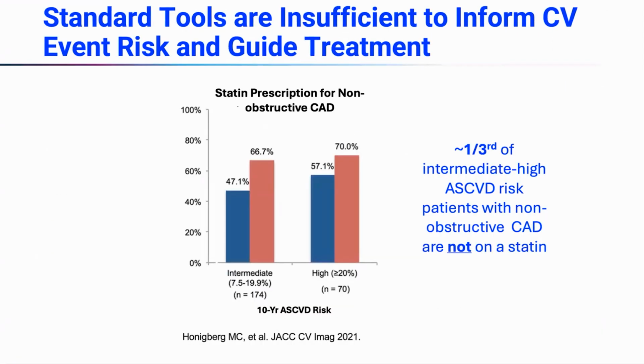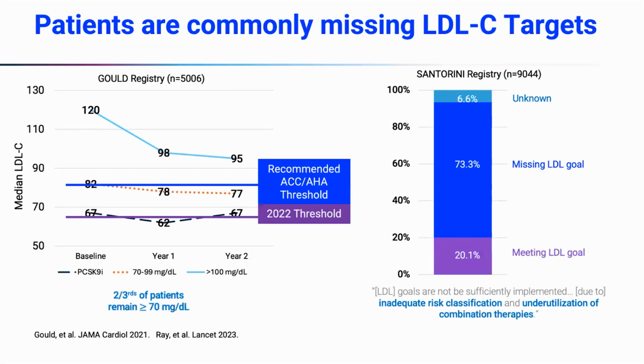This is a very interesting study which actually highlights that about a third of patients who have an intermediate to high ASCVD risk with non-obstructive disease are actually not on a statin, which is fairly alarming. And when we look at the GOLD registry, which is a US registry, we're looking at patients who have the highest risk, those with clinical events such as stroke or those who have required revascularization. And this registry is actually looking at real-world management of lipids within the United States.